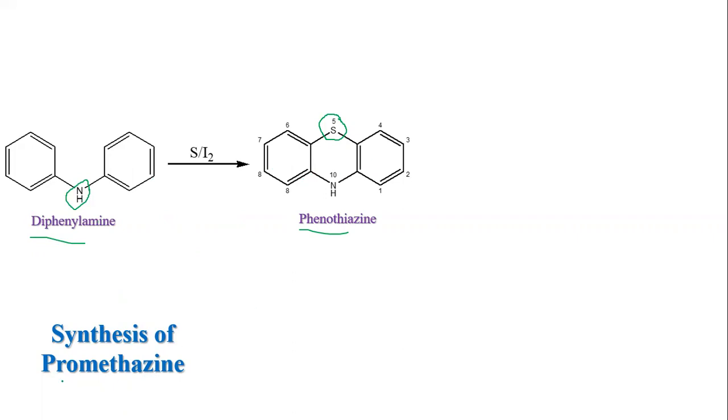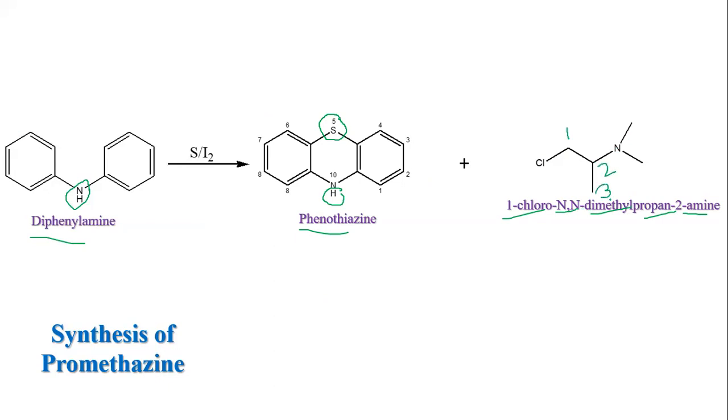Now we have to synthesize promethazine. So once this phenothiazine has been formed, it is treated with the halide, specifically 1-chloro-N,N-dimethylpropan-2-amine, because the side chain which is attached to this nitrogen consists of 3 carbons. So if I number it, just 1, 2 and 3, that becomes 3 carbons, which means propane.